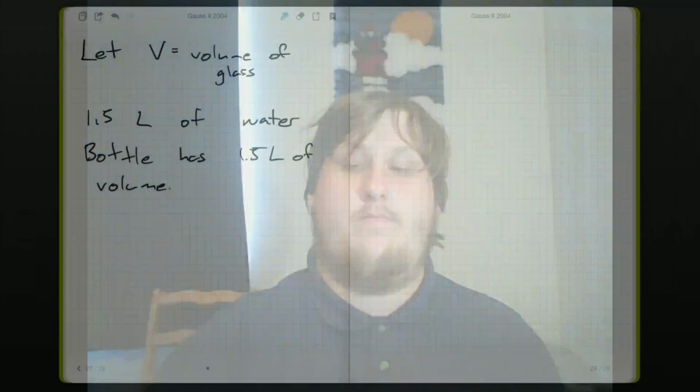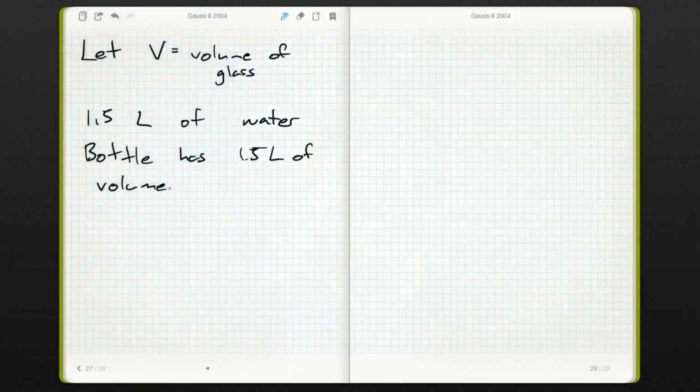We know the total amount of water, and we know how much water should be left in the bottle. That'll tell us how much water is in the glass. And since we know that's 3/4 V, we'll be able to rearrange and solve for V, the volume of the glass, the thing that we want. Okay, so we can set up an equation.